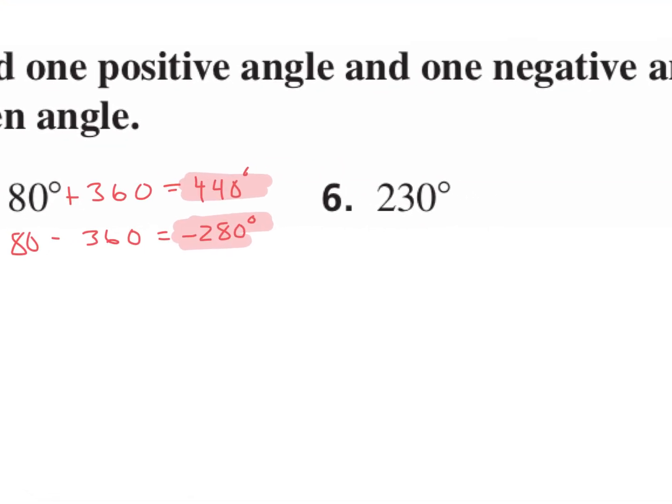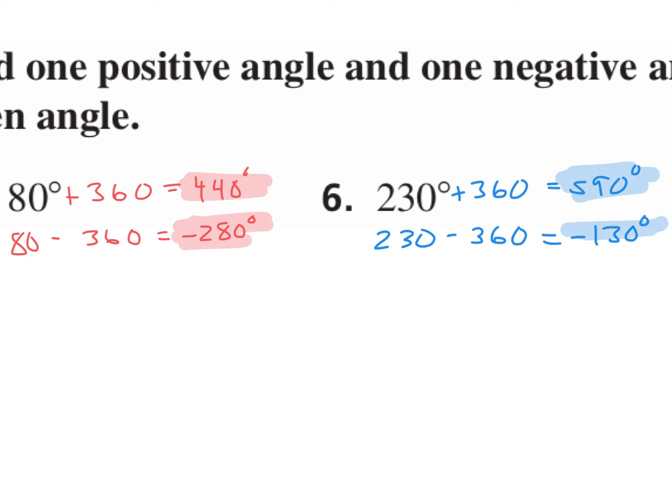Let's look at number 6. How do we find our positive coterminal angle? Add 360. So what's 230 plus 360? 590. And then how do we find our negative coterminal angle? Subtract 360. So 230 minus 360 would give us what? Negative 130. So we have a positive angle and a negative one. So we're good.